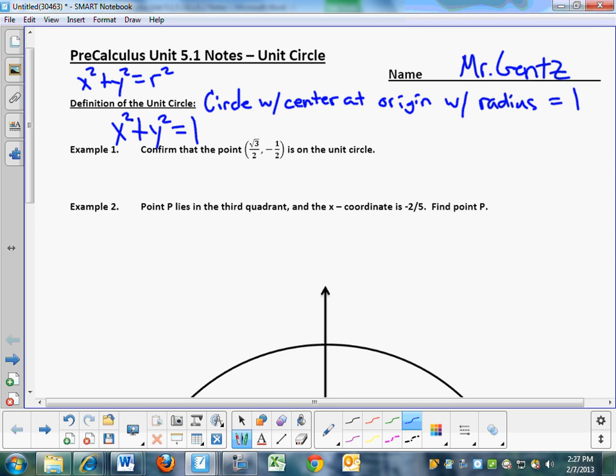There's points that lie in the unit circle. And it says confirm that this point, square root of 3 over 2, and negative 1/2 is on the unit circle. How would I do that? Just plug it in. So this is our x value. This is our y value. And we're going to actually plug that in. So the square root of 3 over 2, quantity squared, plus negative 1 over 2 quantity squared. Let's see what that is. What's the square root of 3 over 2 squared?